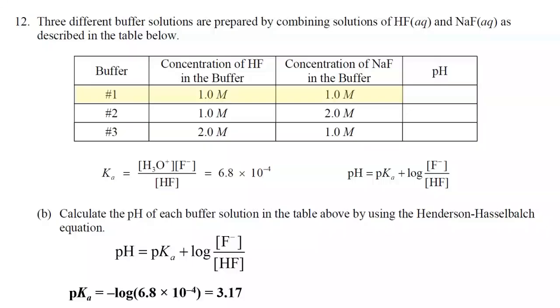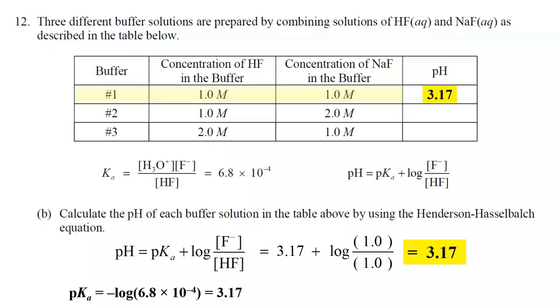The negative log of the Ka value gives us the pKa, and that works out to be 3.17. And since we have a concentration of HF and F minus that are the same, that means that the log of 1 on your calculator works out to be 0. So 3.17 plus 0 gives us 3.17.